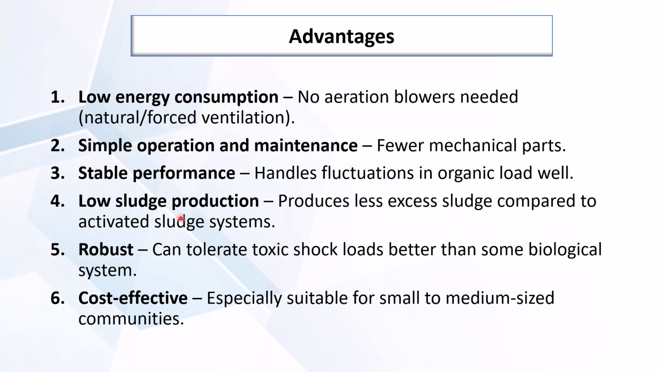The fourth is the low sludge production. Compared to the activated sludge system, trickling filter produces less excess sludge. The fifth is the robustness. This system is quite resilient and can tolerate the toxic shock loads better than some biological systems. The sixth is the cost effective, especially suitable for small to medium sized communities.